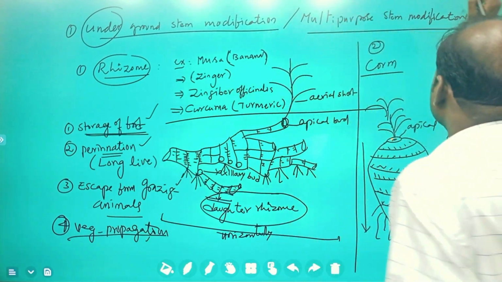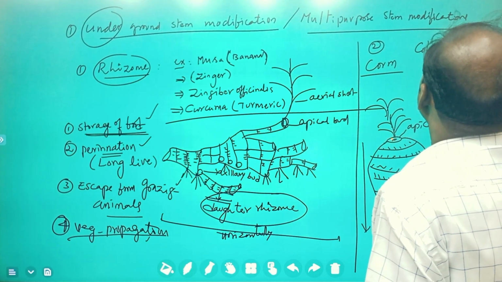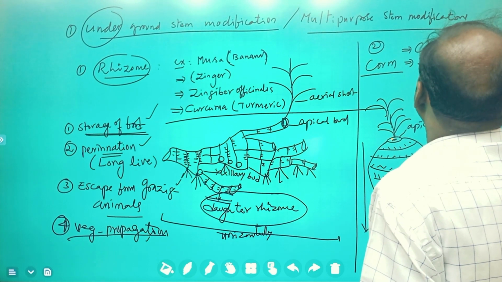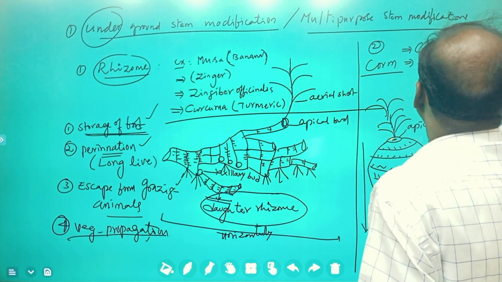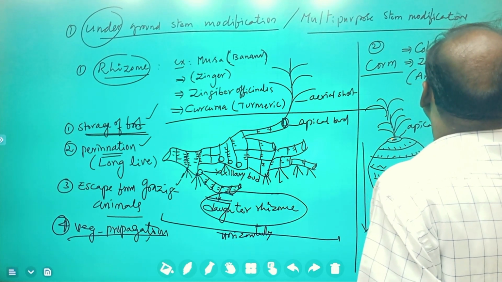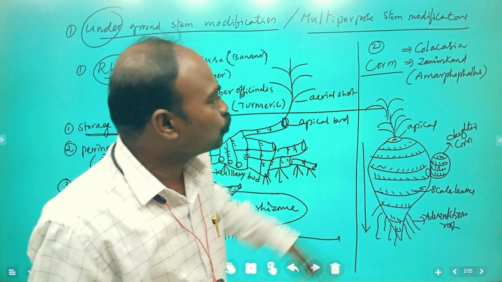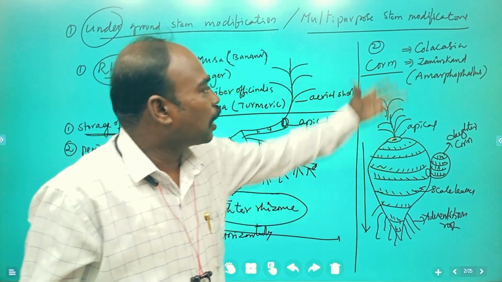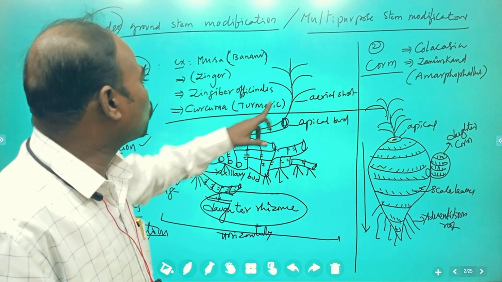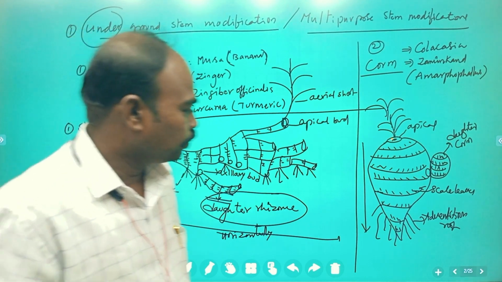For example, the corms: Colocasia and Zamincand, Amorphophallus. The scientific name for Zamincand is Amorphophallus. Colocasia and Amorphophallus are the examples of corm. Ginger, Musa, Curcuma are the examples for rhizome.